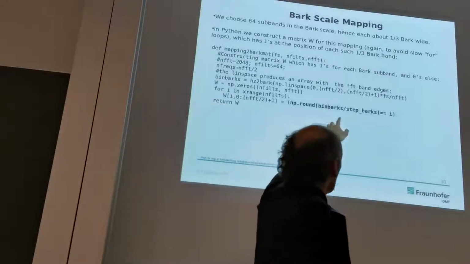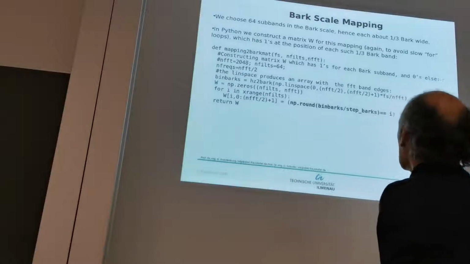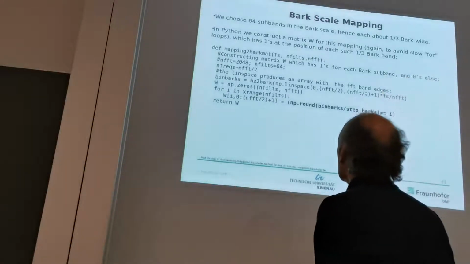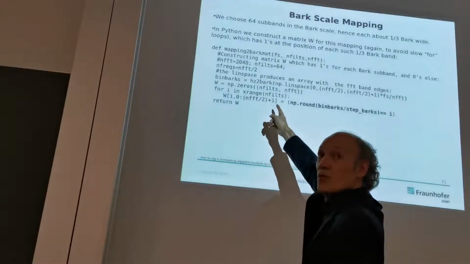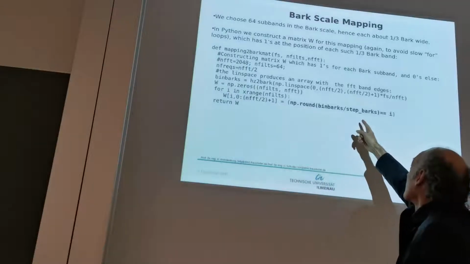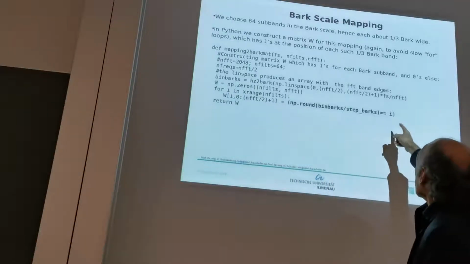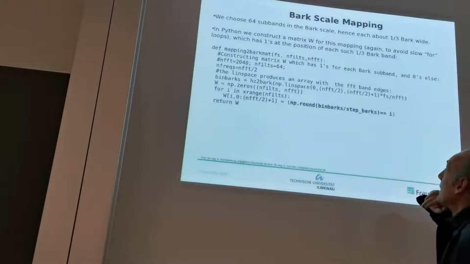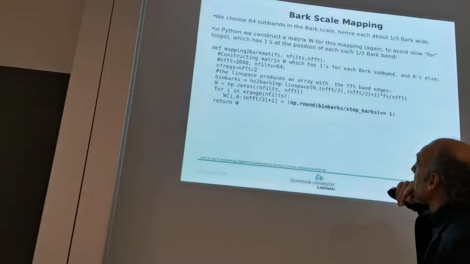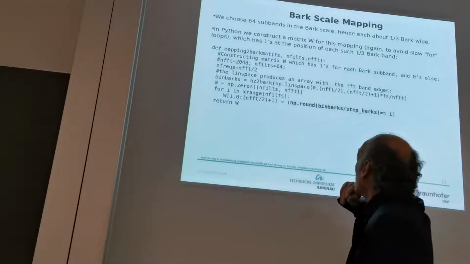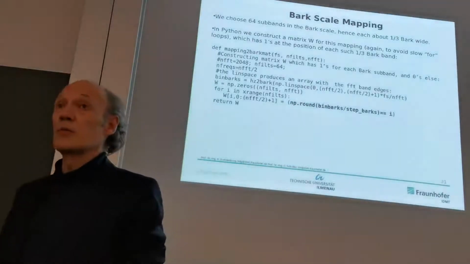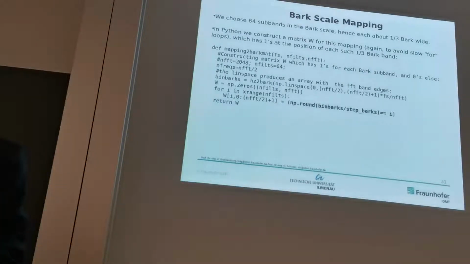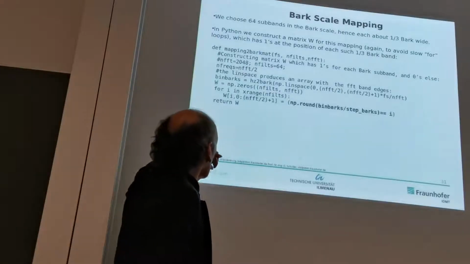So here you can see we assign ones where it fits to the Bark band. Here you can see this is actually a true value: if round(bin_barks / step_barks) equals i, where i is the corresponding subband in the Bark domain, then it sets a 1. This is because the true value equals a 1 in Python. So that's kind of a programming trick here. When this loop is done, then it simply returns this W.